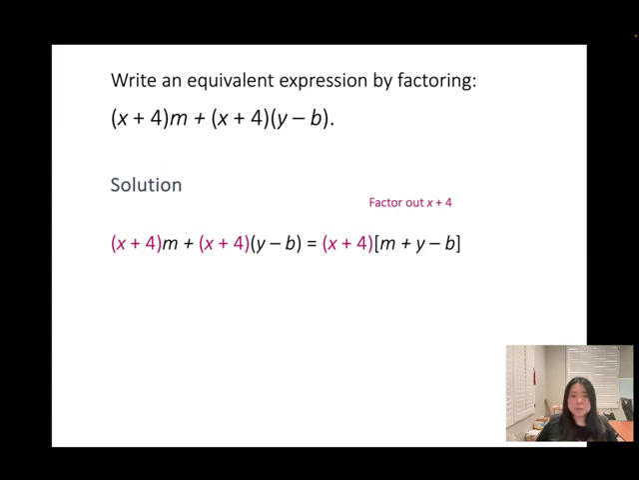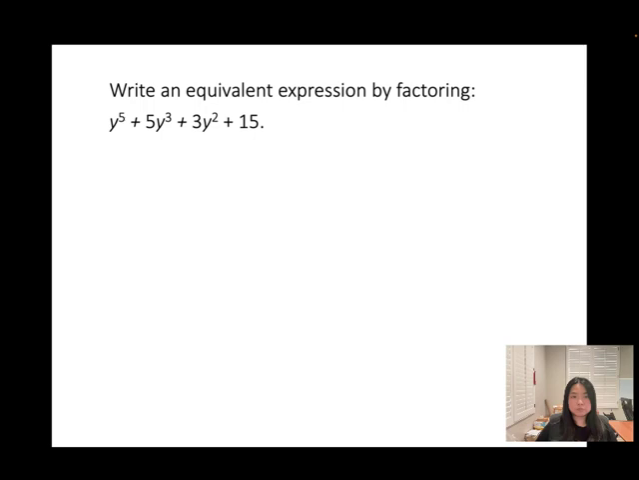Okay, let's look at the example. Write an equivalent expression by factoring. So you can see we do have 4 terms, 1, 2, 3, 4. Usually, if we want to use factor by grouping, we have 4 terms in here. So what are we going to do for this one? First, we're going to regroup the first 2 terms. Look at these first 2 terms. What is the common factor? And then look at the last 2 terms here. Figure out what is the common factor.